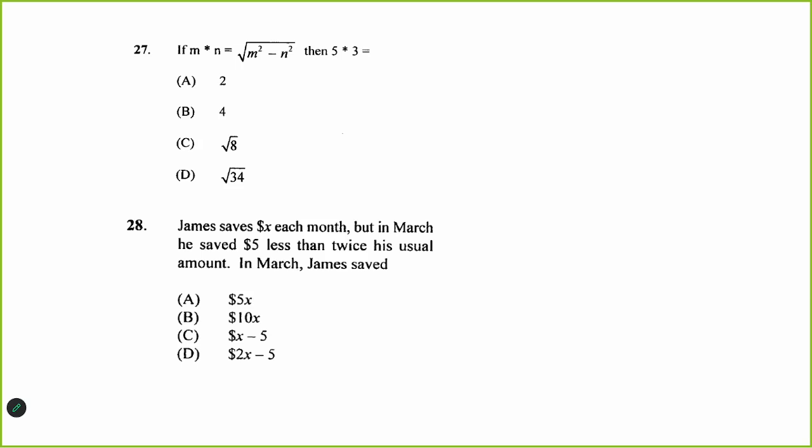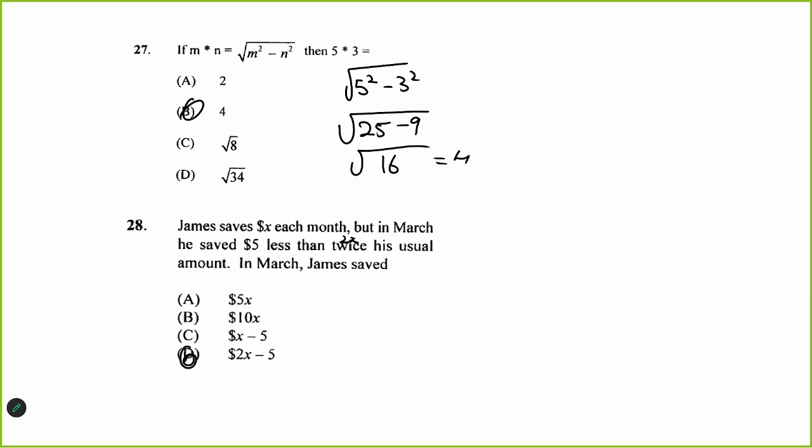This one here, that's the square root of 5 squared minus 3 squared. 5 5s are 25 minus 9, square root of 16. Square root of 16 is 4, so the answer is B. James saves X each month, but in March he saves 5 less than twice his usual amount. So therefore this is 2x, and he saves 5 less, so that is 2x minus 5, which is D.